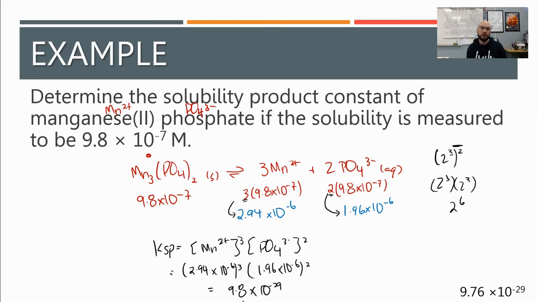All your answers for KSP calculations will just be to 1 decimal place. So 9.8 times 10 to the negative 29. And again, that's exactly where I expected it to be. I mean, the answer's on the bottom of the slide, but I knew the magnitude should be around minus 30.